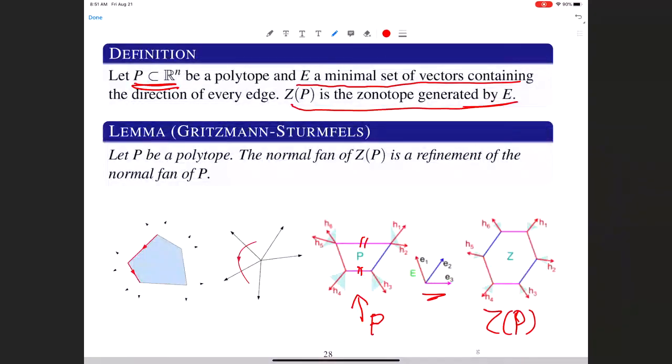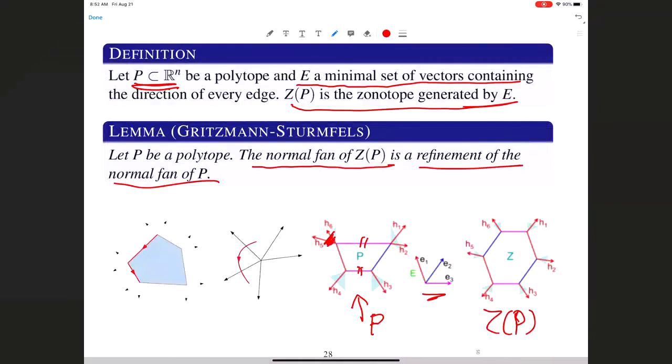Now, what is the big deal? Well, this zonotope is really closely related to my original polytope. In what sense? The first people that realized this, Gritzmann and Sturmfels, realized that the normal fan of the zonotope is a refinement of the normal fan of P. So what is the normal fan? When I have a polytope, the normal fan corresponds to the normals at every vertex, right?